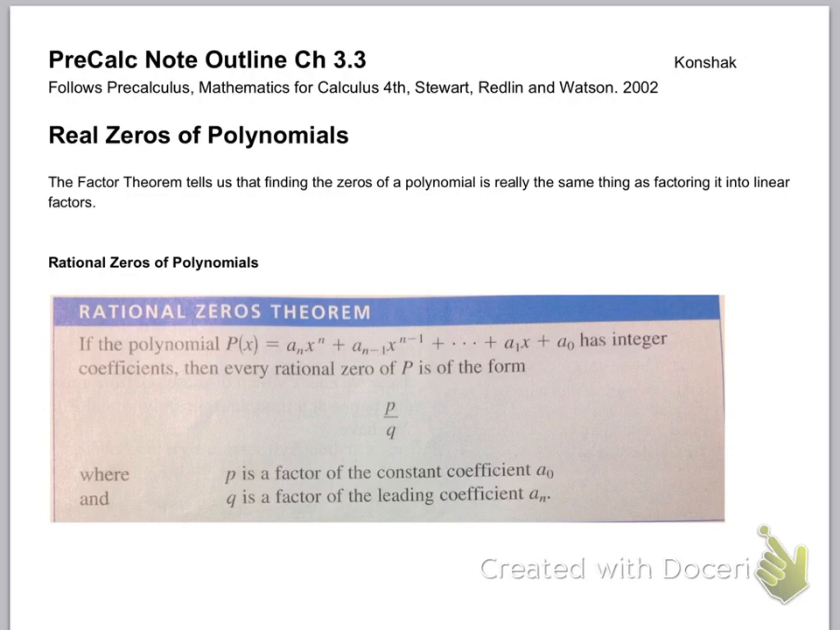But where do p and q come from? P, the number on top, is the a-sub-0, or the constant. It's the factors of the constant over q, the factors of the leading term. You guys may remember doing this last year. Basically, we're going to take all the factors of the top, divide them by all the factors of the bottom, and therefore create a list of anywhere between 2 to 20 to 30 some possibilities.